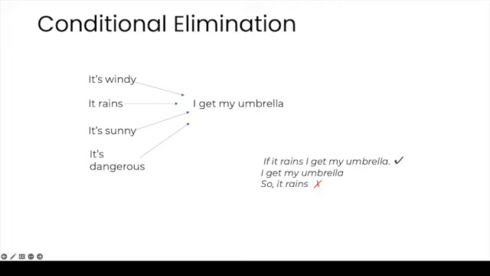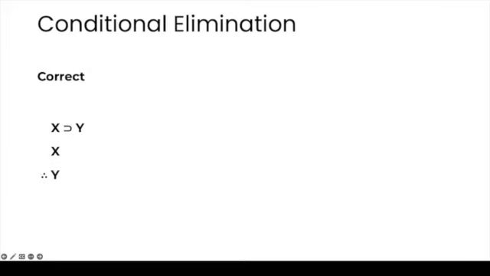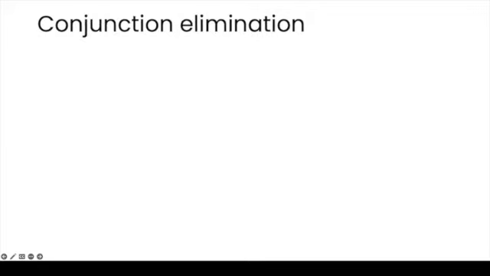So from the mere fact that I have my umbrella out, you can't infer that it rains because we might equally be in a number of other situations. In other words, you can't reason backwards from the truth of the consequent to the truth of the antecedent. In fact, this is called the fallacy of affirming the consequent. So again, do not confuse this, which is the correct form, with this other case, in which antecedent and consequent are switched in this way. The valid form is called modus ponens or conditional elimination. The invalid form, again, is called the fallacy of affirming the consequent.